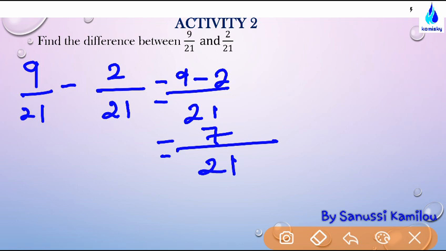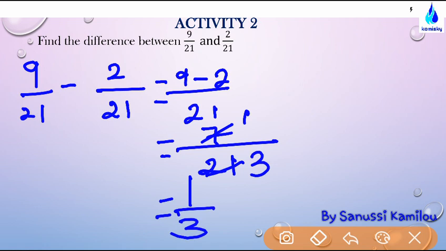Learners, let's look at this fraction very well. Is it possible to simplify it? If yes, which number will go into 7 and at the same time go into 21? Very good. If your answer is 7, you did very well. So we are going to divide 7 by 7, then we'll get 1. And then we'll divide 21 also by 7. We'll get what? 3. Meaning my final answer will be 1/3.